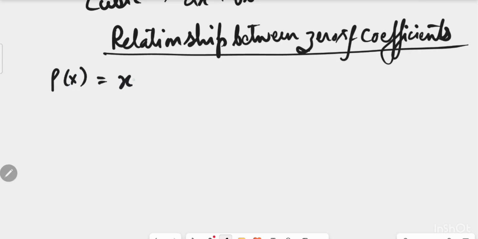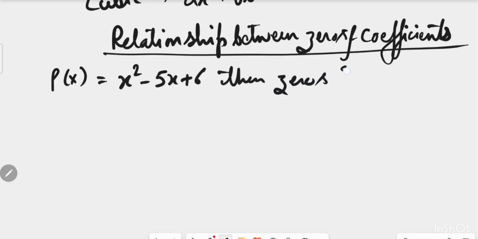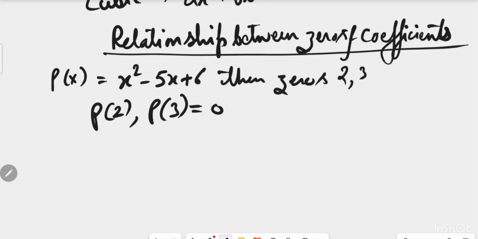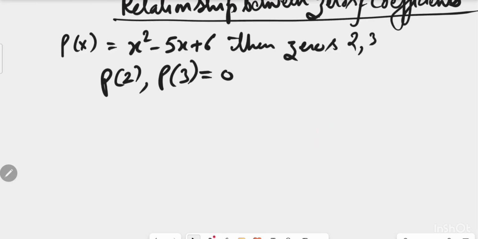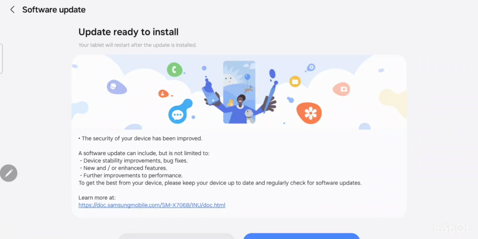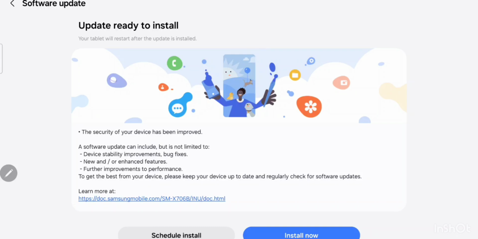Px equals x square minus 5x plus 6. Then its zeros are 2 and 3. Then P of 2 and P of 3 will be 0. So what will be its zeros? 2 and 3. So there are formulas for finding the sum and product of the zeros.